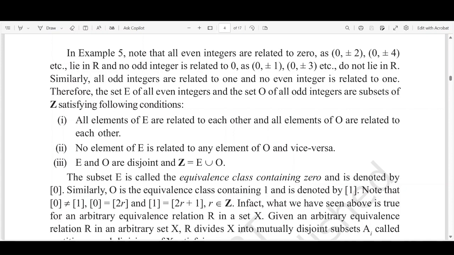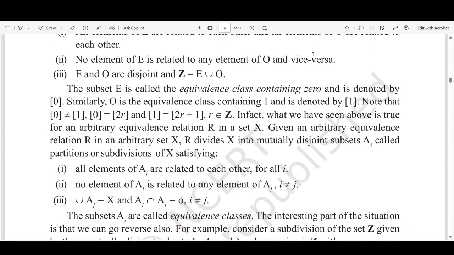So from this, what we could conclude is the set E is called an equivalence class containing 0 and is denoted by this notation. Similarly, O is the equivalence class containing 1 and is denoted by this notation. It is to be noted that these two equivalence classes are not equal, and the equivalence class of 0 is equal to the equivalence class of 2r, where r is an integer, and the equivalence class of 1 is equal to the equivalence class of 2r plus 1, again where r is an integer.